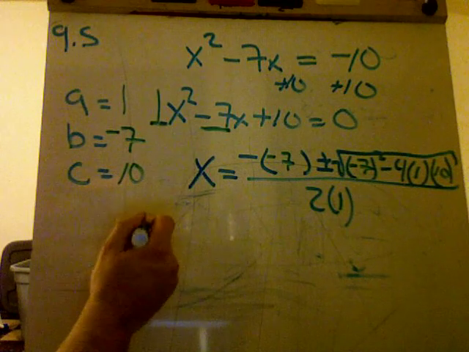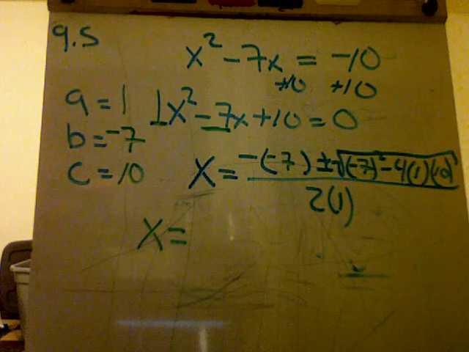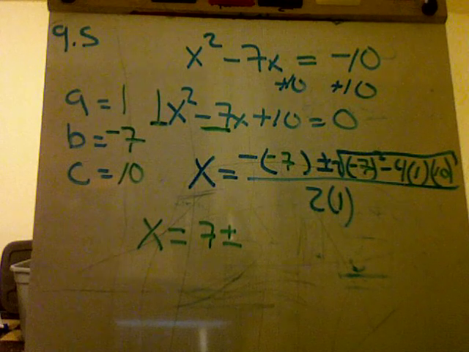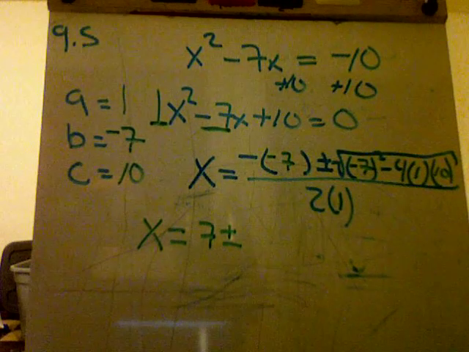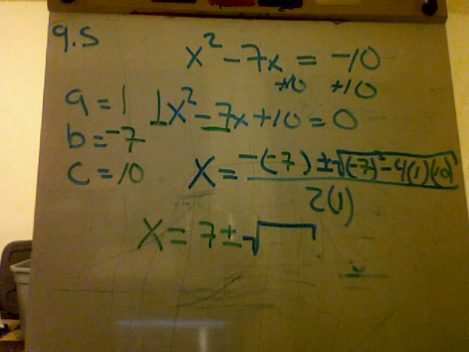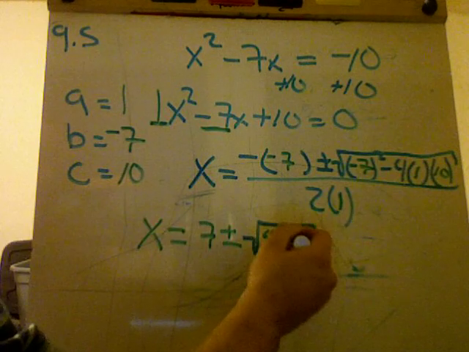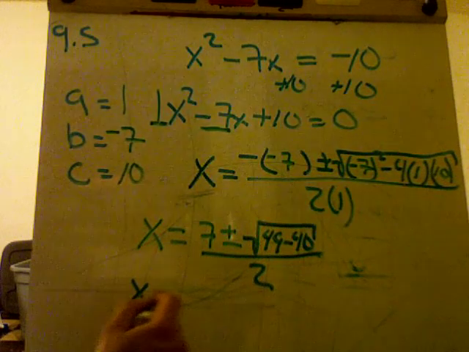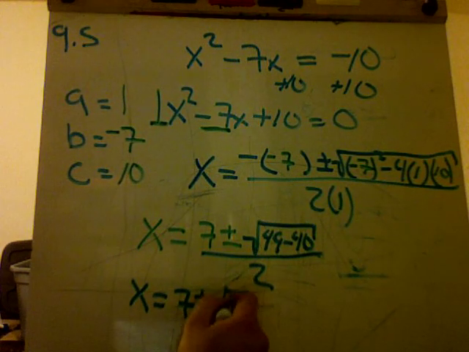Okay, so now, solve for x. I've got a negative times a negative, which is positive, so this is a 7. Now this plus or minus here is just kind of a cheater way to remind us that we're taking the square root of a number. And whenever we take the square root of a number, there's a plus or minus component to that. So I take negative 7 squared, which is 49, and I'm subtracting 4 times 1 times 10, which is 40, all over 2. So x is going to be equal to 7 plus or minus the square root of 9, all over 2.